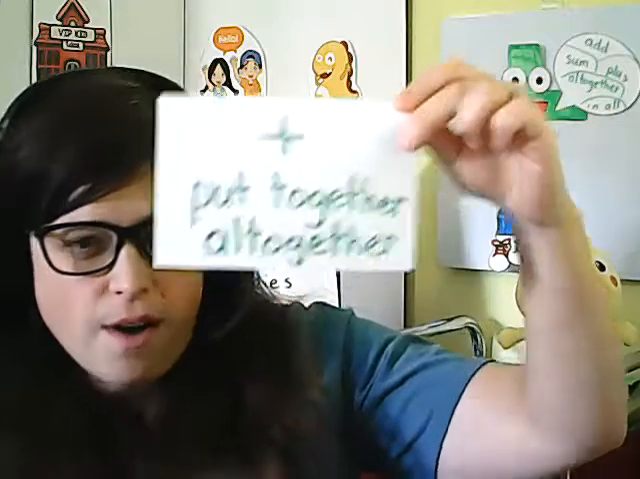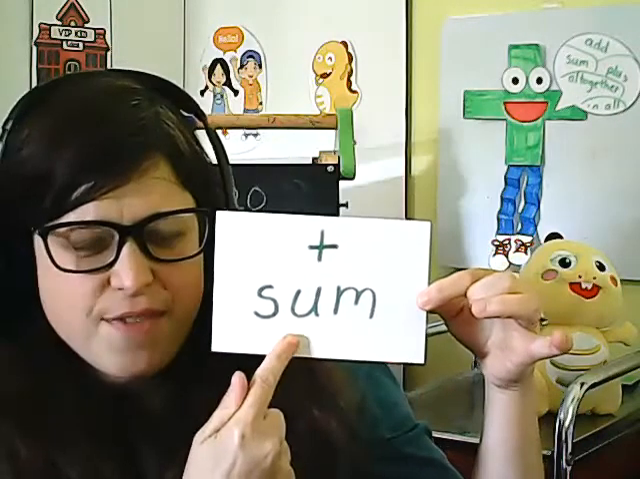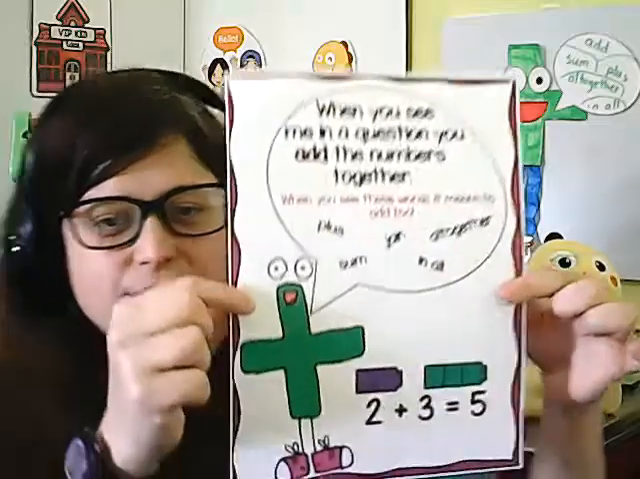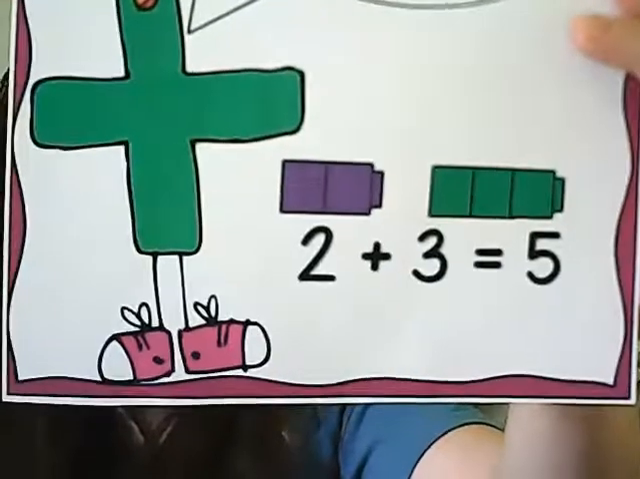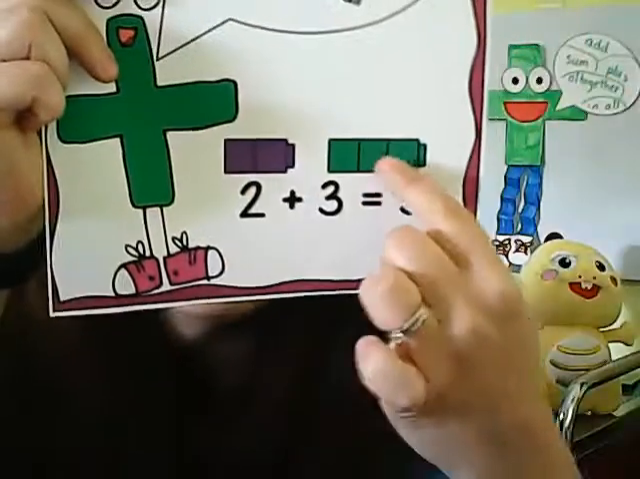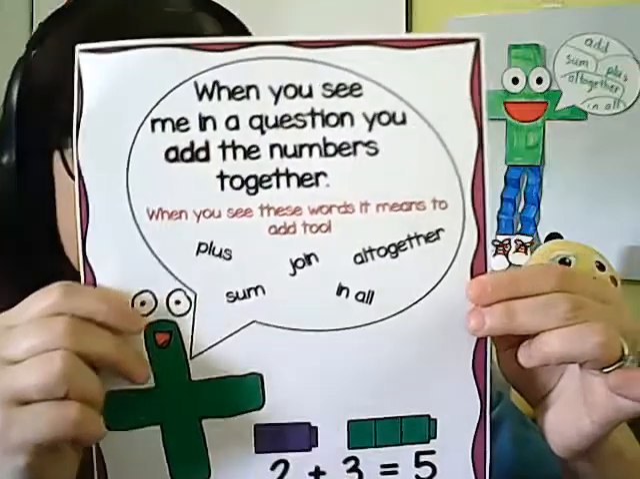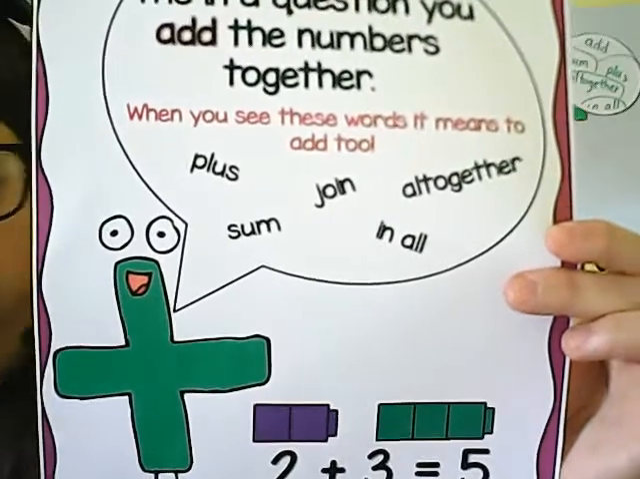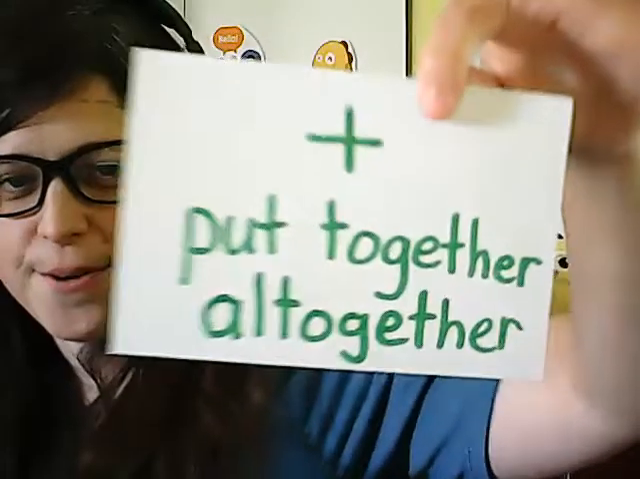Put together or all together. Or the word some. All of these words are words that Gus the Plus uses to tell us to add numbers together. And if you will look down at the bottom, there is an addition number sentence with Gus the Plus. And they are adding 2 cubes and 3 cubes together to make 5. When you see these words, it means to add to. You might see plus, some, join, and all together, or in some cases you may even see put together.